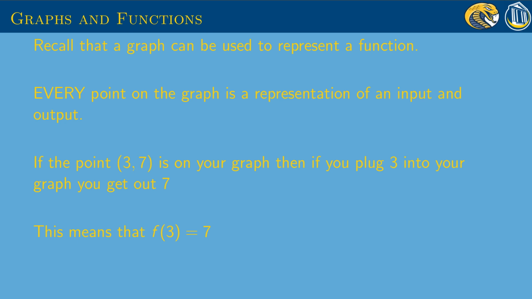So let's say we have a graph, and we know that the point (3, 7) is on our graph. Remember, that's an input and an output. That means if we input 3 into our function, then we'll get out 7. So we could represent this as f(3) = 7. Because once again, the thing in parentheses is our input, and whatever it equals is our output.